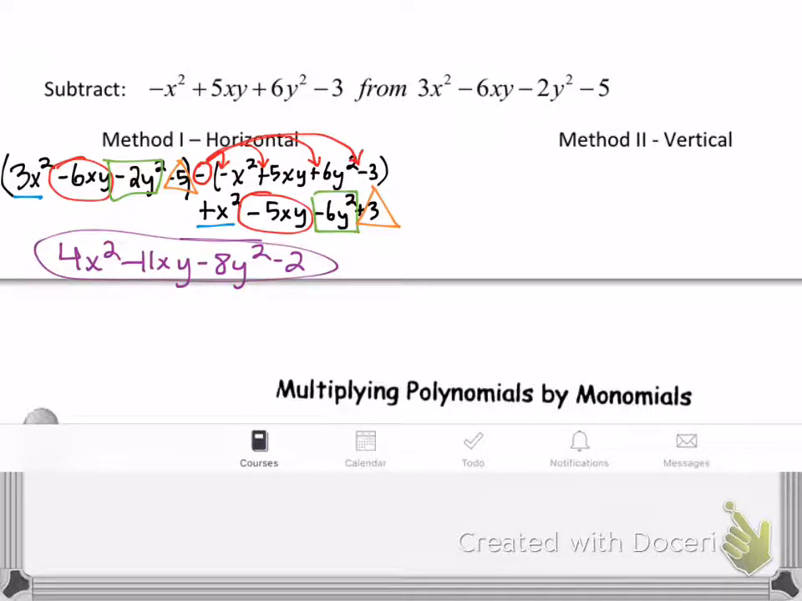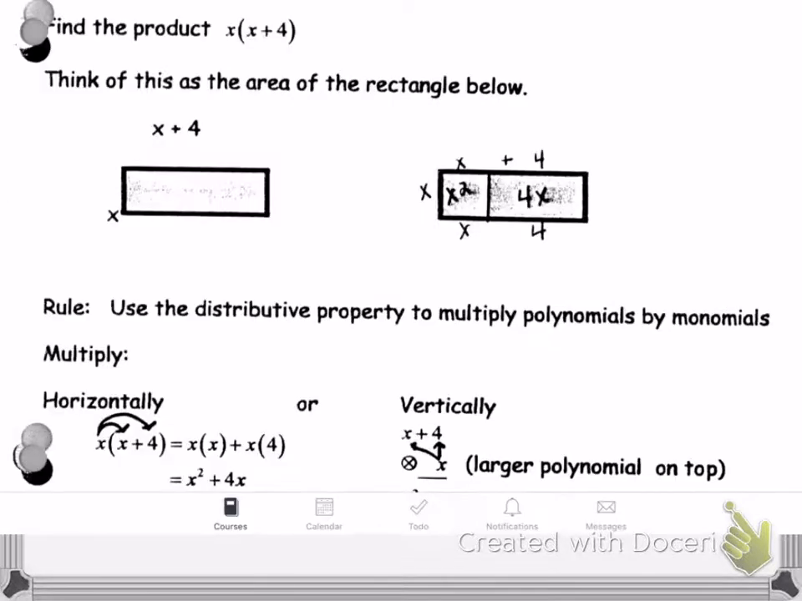So let's scroll down, and we're actually going to jump to section 2. What we just learned, combining like terms, is section 1 of chapter 8. Now the question says find the product of x times x plus 4. And so if you think of this as an area of a rectangle, we have this rectangle here. My width is x and my length is x plus 4. And so we split it right here where this is an x and this is a 4, and so x plus 4.